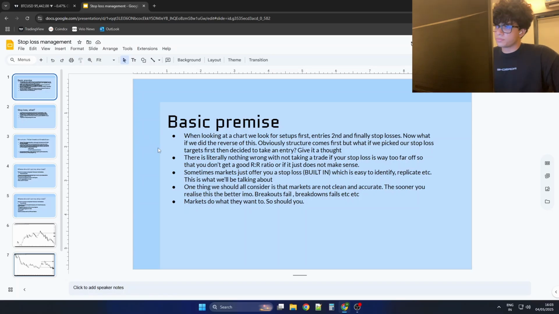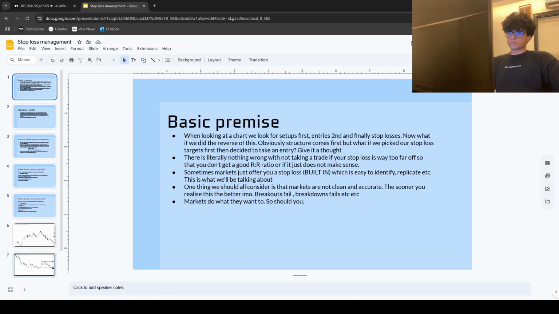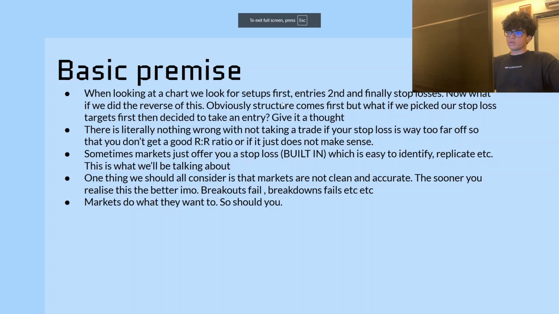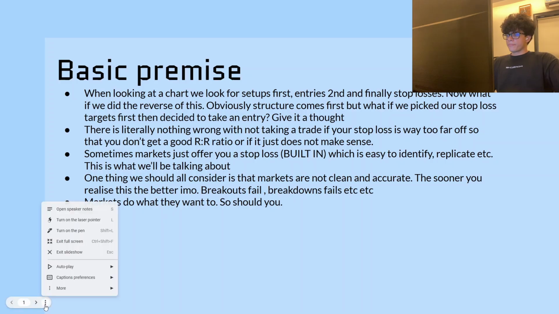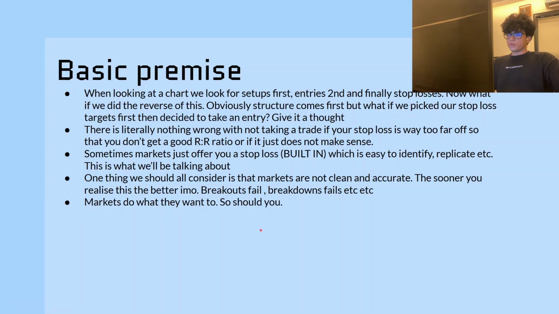So the basic premise is that when looking at charts, we look for setups first, entries second, and finally stop losses. So for example, you see a structure. This is a range. You see a structure like this, and this breaks down, and then it's here. So you would look for a structure first, and then entry second, and then finally you would be like, oh, I've placed my stop loss somewhere here, something like that, right?